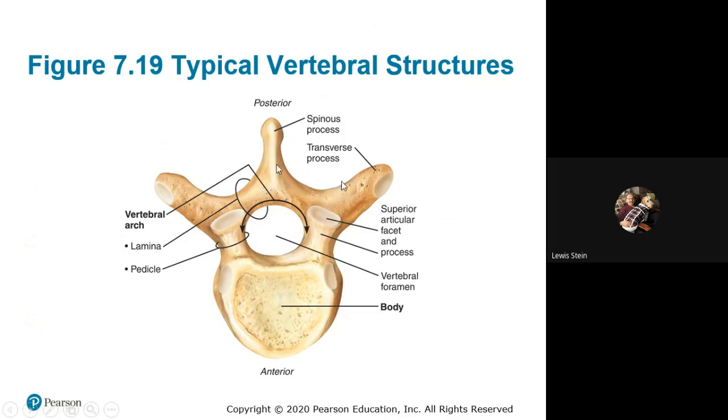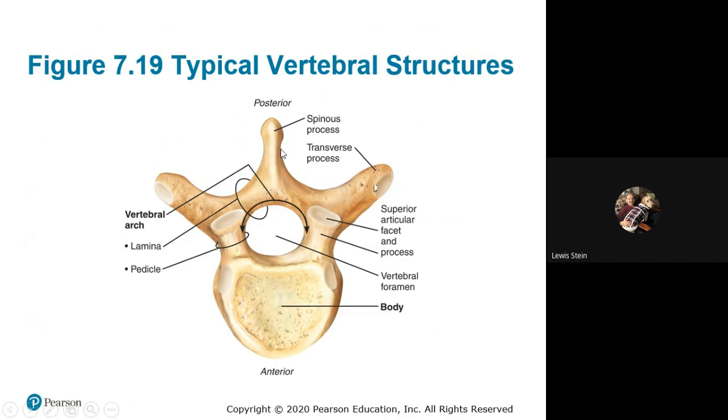Spinous process, transverse processes, which can be very large or very small. Some of them, for instance in the thoracic region, the ribs attach here. These little surfaces are called facets. There's one here on a transverse process and one here on the body.